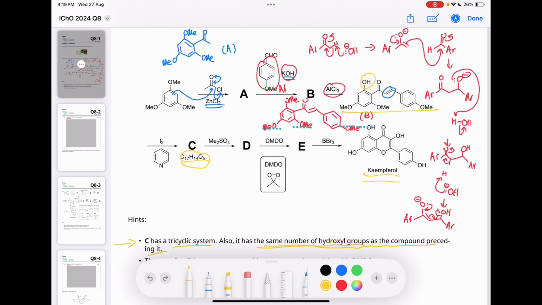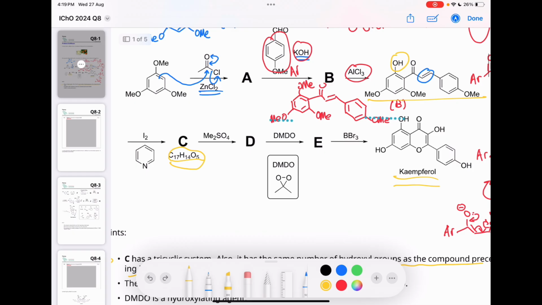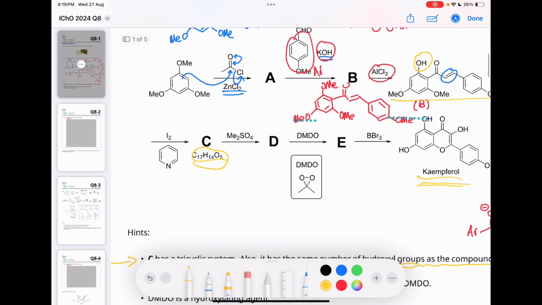Then we find that there's an oxygen here. So the oxygen is probably from here. It probably reacted to form the ring after the deprotection of it. So we can just copy down this final structure.